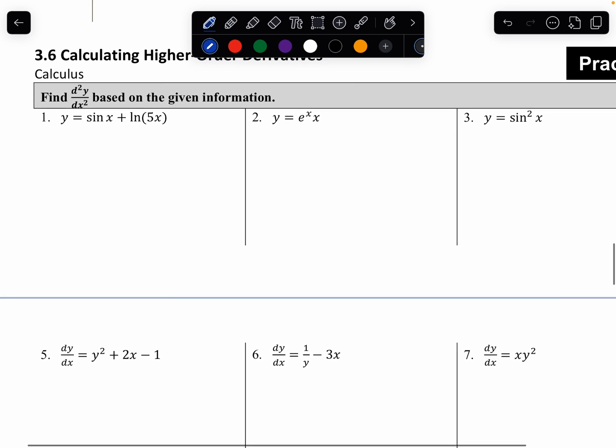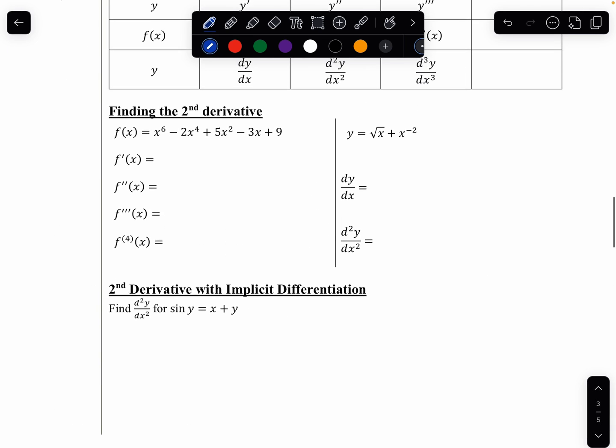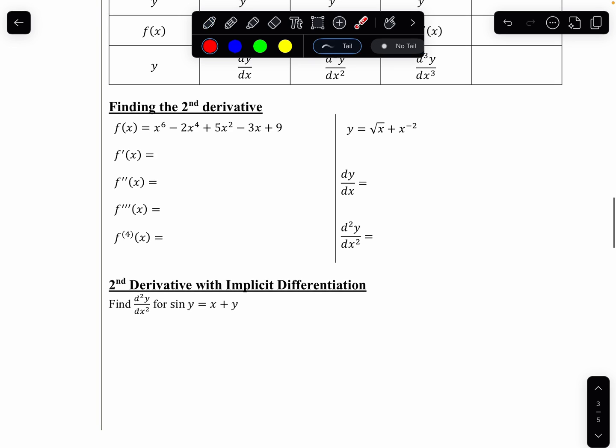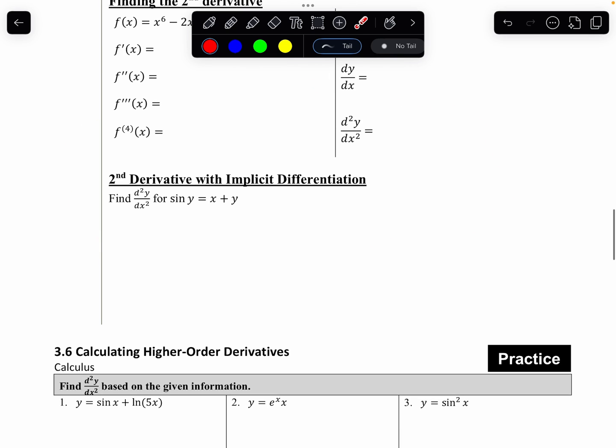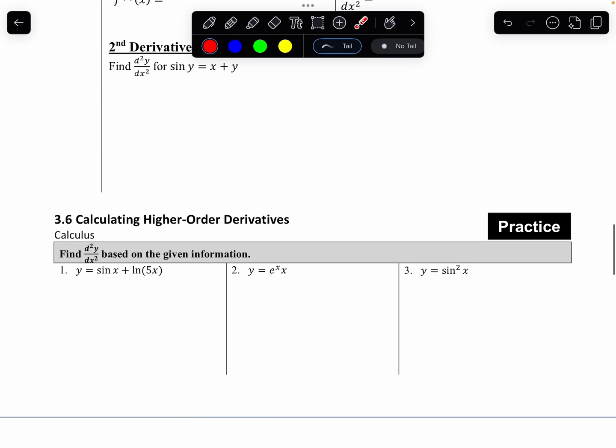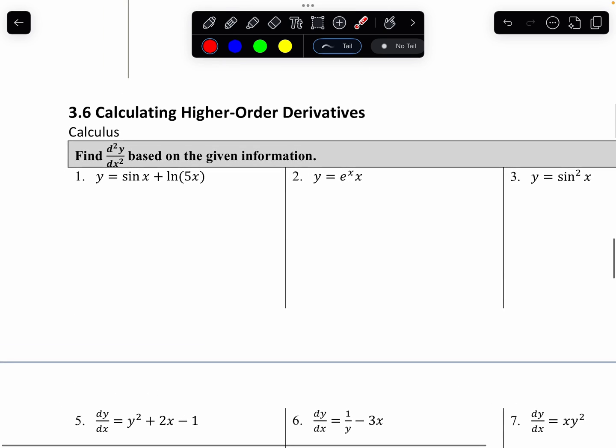So hopefully you have an understanding of finding second derivatives. This is just regular second derivatives, and then this right here is implicit differentiation. So finding second derivative with implicits. So let's go here. So we're trying to find the second derivative. So I'll start with the first derivative.